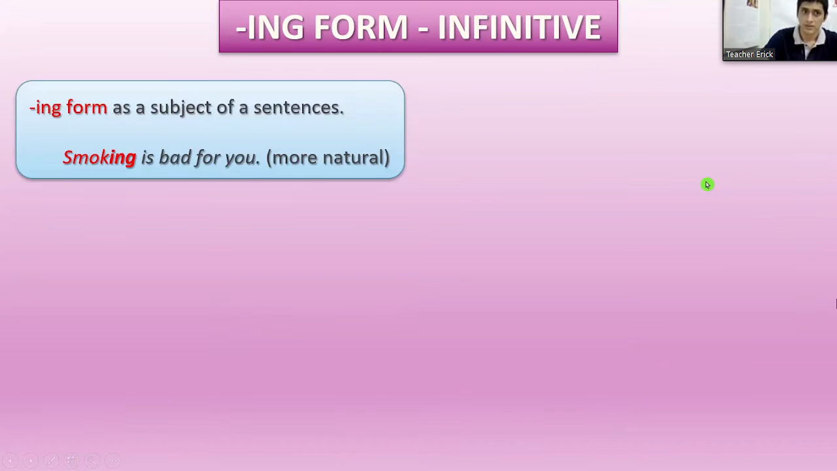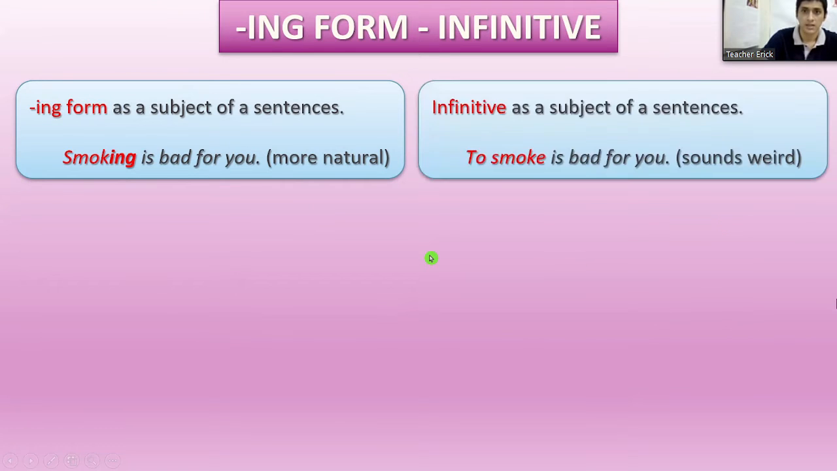And ing form or infinitive. So ing form, we said that we use as a subject of a sentence. And infinitive, both are also used as a subject of a sentence. The difference is that smoking is bad for you sounds more natural, and to smoke ya no se usa, o suena raro. Pero también está bien, ya, pero suena raro, más se usa smoking is bad for you.